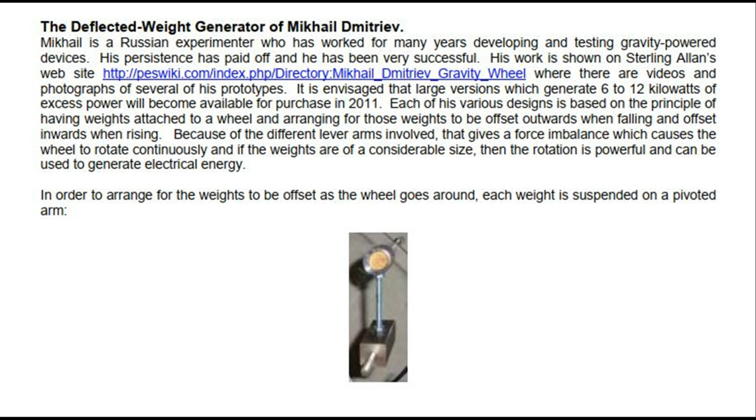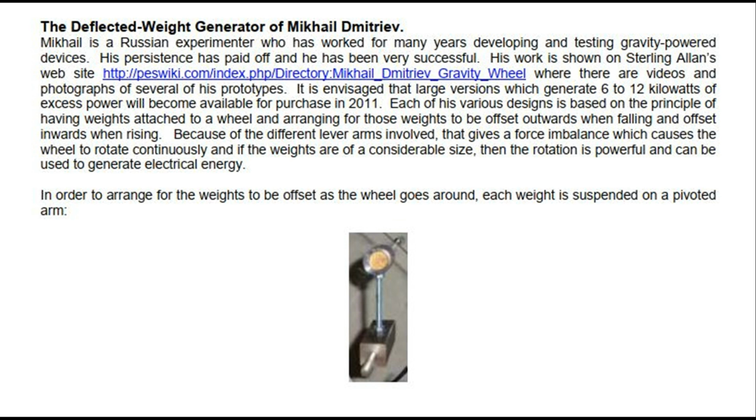It is envisaged that large versions which generate 6 to 12 kilowatts of excess power will become available for purchase in 2011. Each of his various designs is based on the principle of having weights attached to a wheel and arranging for those weights to be offset outwards when falling and offset inwards when rising. Because of the different lever arms involved, that gives a force imbalance which causes the wheel to rotate continuously, and if the weights are of a considerable size, then the rotation is powerful and can be used to generate electrical energy.